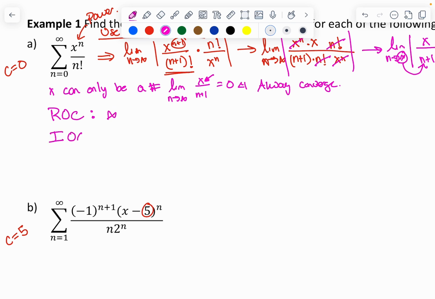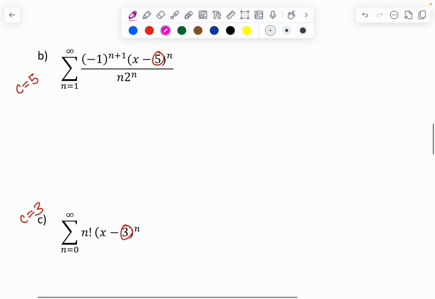And the interval of convergence is going to be every number from negative infinity to infinity. So no matter what I plug into this x, it will always converge. That's basically what we figured out here. All right, let's go to example B.